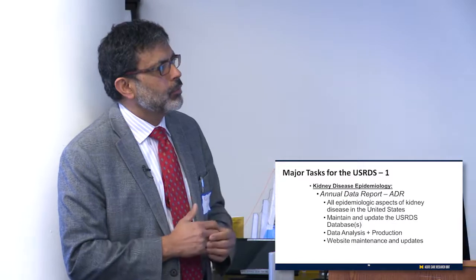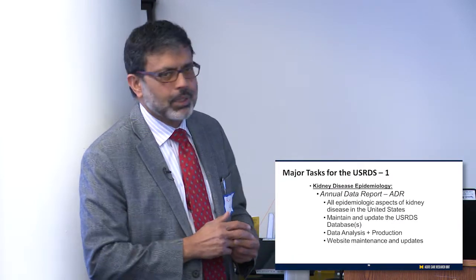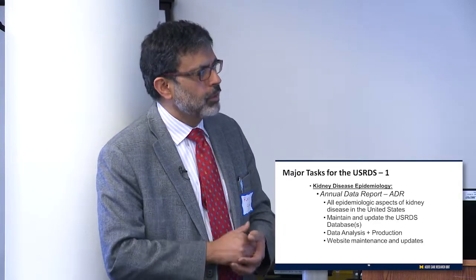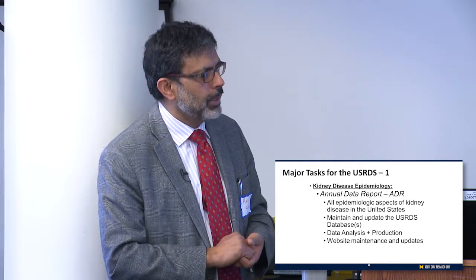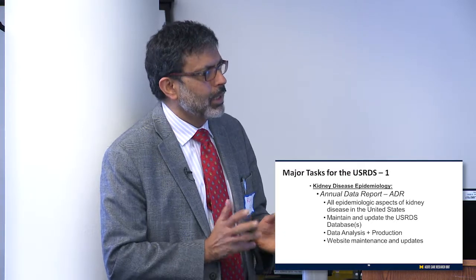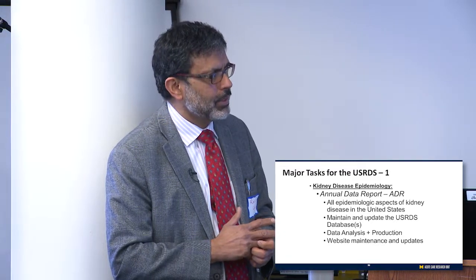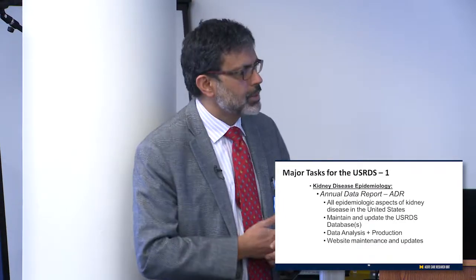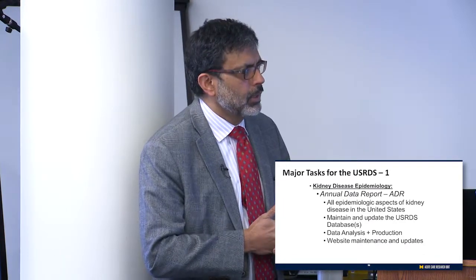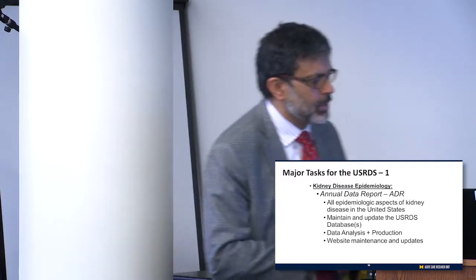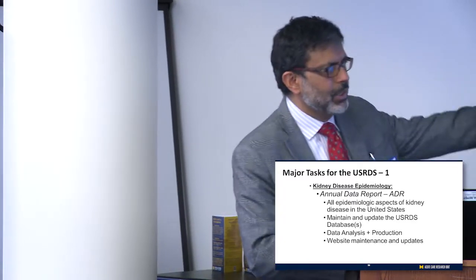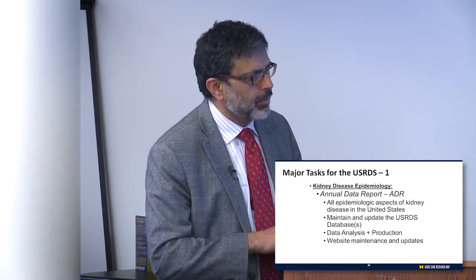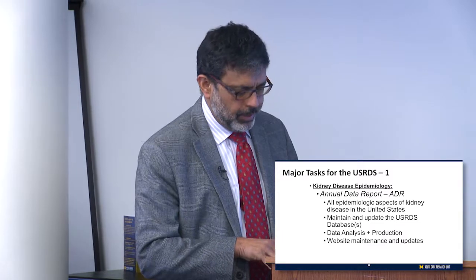The major deliverables are the annual data report, which comes out each year in the fall, and previously used to be a book in 2 volumes, and now it's all web-based, detailing key epidemiologic aspects of kidney disease for the country, both end-stage kidney disease and the upstream CKD, as it's now called, with a lot of data analysis, production, database maintenance. Easier said than done, a big operation here, and the website maintenance and regular updates.